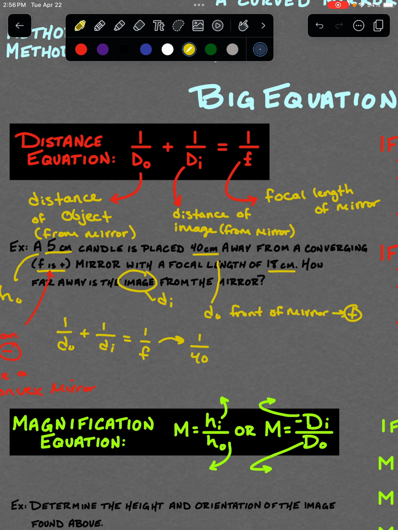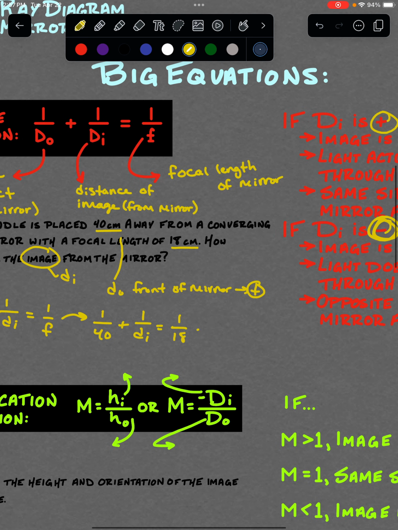1 over 40 plus 1 over di equals 1 over 18. All right, sometimes with this one, I think it's more helpful to work with the inverses. So I'm going to subtract that 1 over 40 from the other side. So this is basically di to the negative 1 equals 18 to the negative 1 minus 40 to the negative 1. All right, so when we do 40 to the negative 1 minus 18 to the negative 1, and then don't forget that we have to flip it one more time, di turns out is going to be negative 32.3. All right, so, oh, sorry, I did it backwards.